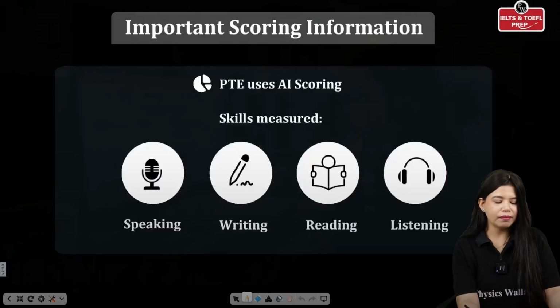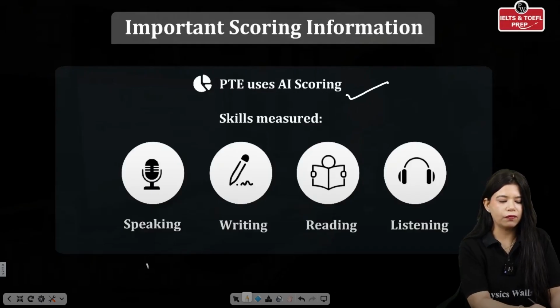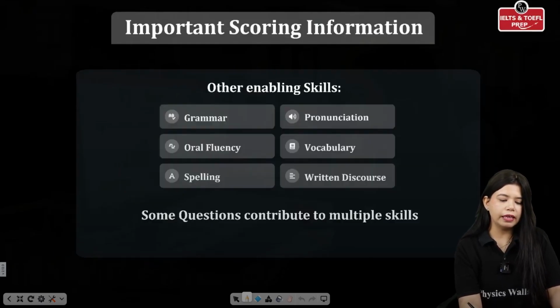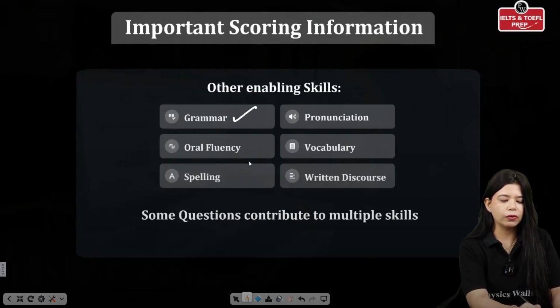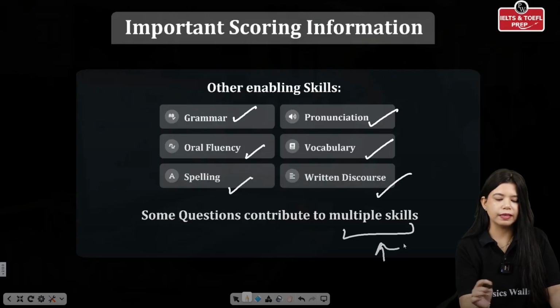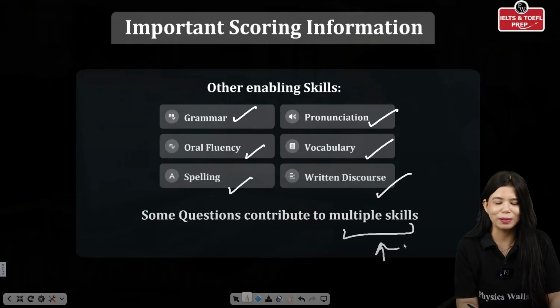Moving on. Right, so PTE is completely AI scoring, and these are the 4 skills which are measured: listening, speaking, reading, and writing. And some other enabling skills are, you will be scored on your grammar, oral fluency, spellings, pronunciation, vocabulary, and of course written discourse. Some questions contribute to multiple skills. Multiple skills as in, from one single question, they may check both your listening and speaking skills. So some questions contribute to multiple skills.